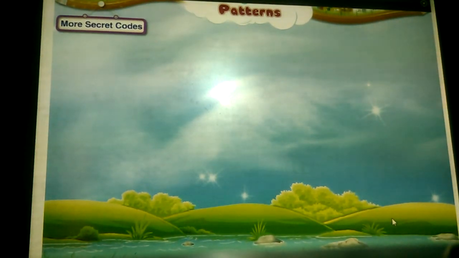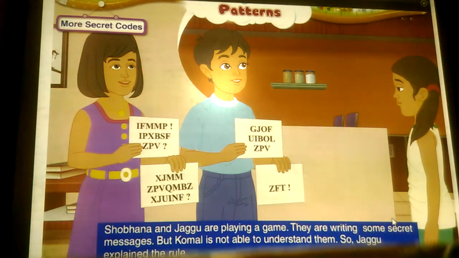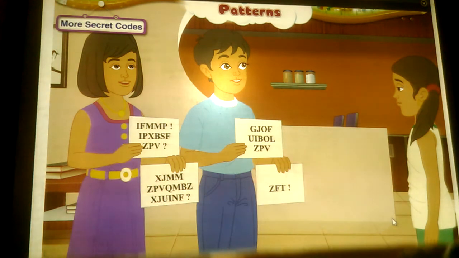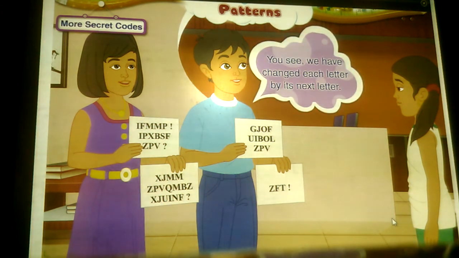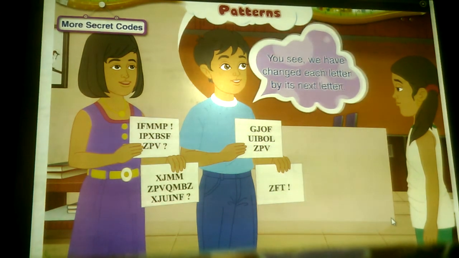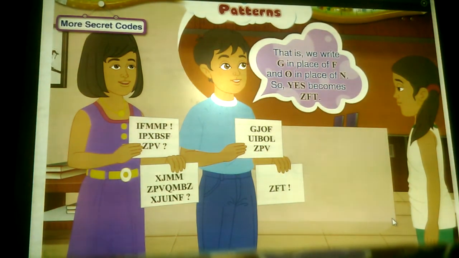More secret codes. Shobna and Jagu are playing a game. They are writing some secret messages. But Komal is not able to understand them. So, Jagu explained the rule. Jagu says, you see, we have changed each letter by its next letter. That is, we write G in place of F and O in place of N.